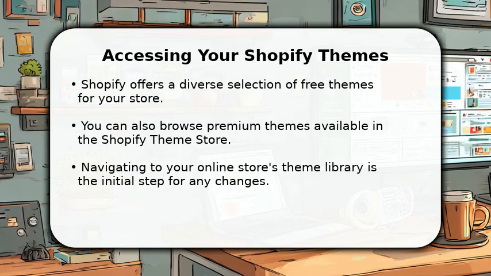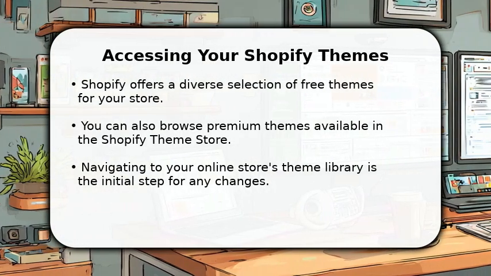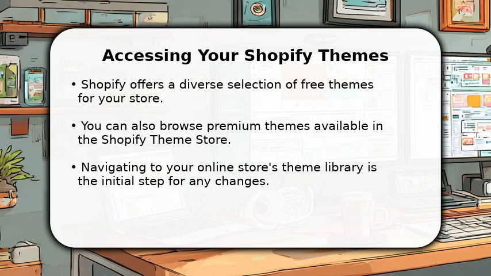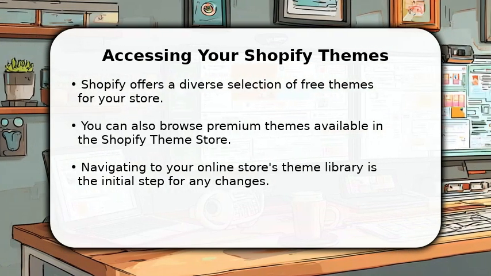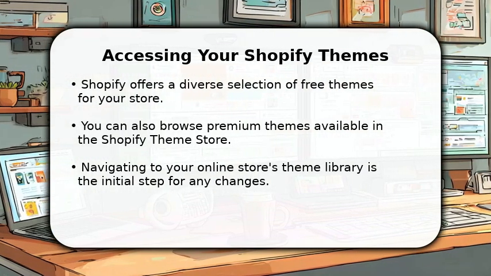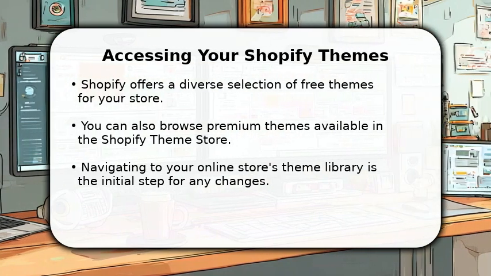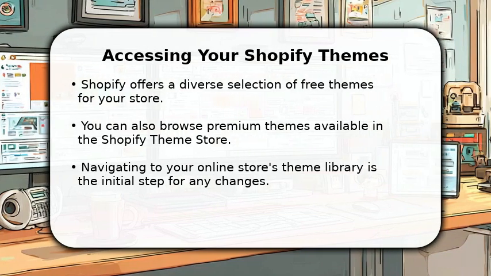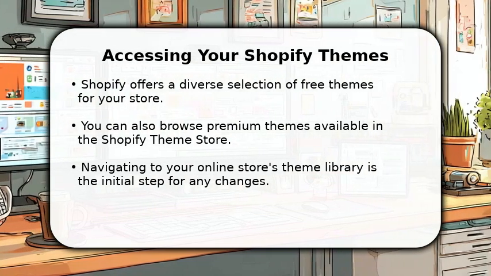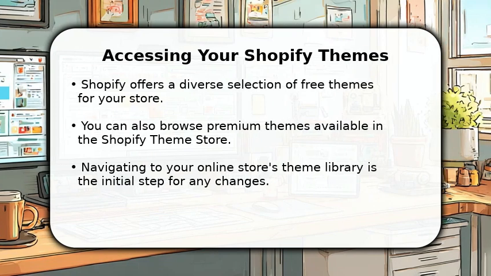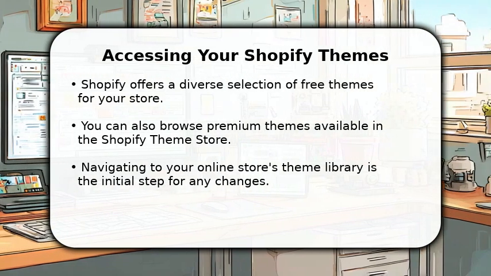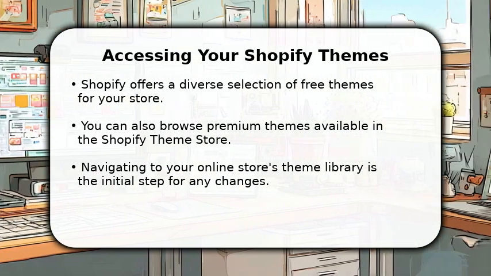In this video, I will explain how to change your Shopify store theme. To begin, access your Shopify admin dashboard. From there, locate Online Store on the left-hand menu, then click on Themes. This section is your central hub, displaying your current live theme and providing direct access to the theme library, where you can explore and manage all available options for your shop, whether free or paid.